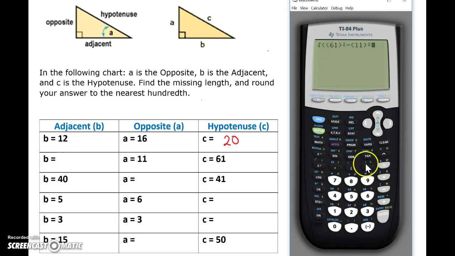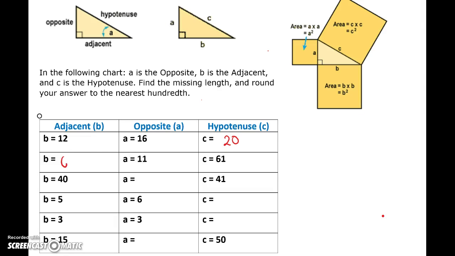Cool, and then all we have to do is drop in that last bracket there, enter. The value that we're looking for, let's see, 61 is a lot larger than 11, right? So it should be very, very close to 60. Let's see what we get. Beauty. There we go. The answer is 60 for the adjacent.